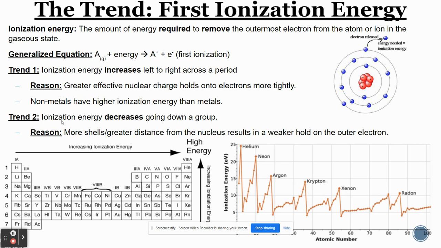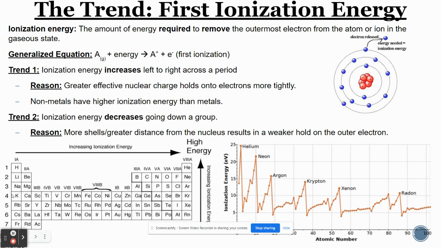The other trend you might notice is that ionization energy will actually decrease as you go down a group. And what that means is you need less energy to take away the electrons as you go down the group. So more energy to take away an electron from lithium, a little bit less to take it away from sodium, less to take it away from potassium. And the reason for that is because of the shielding effect and the distance from the nucleus.